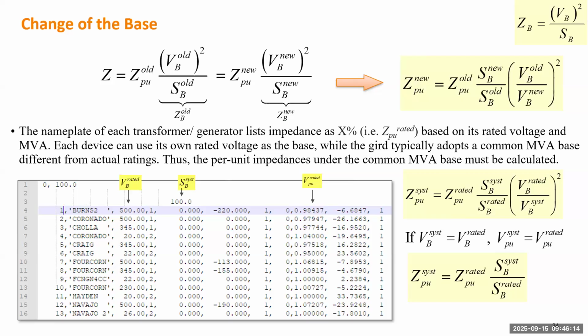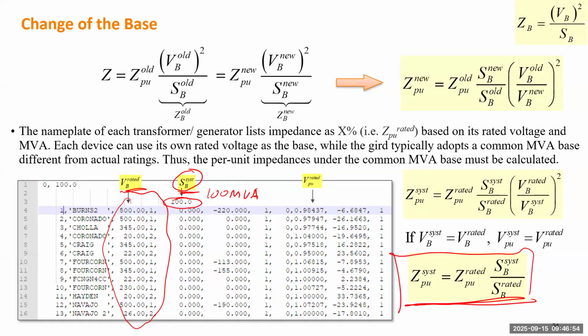It gives you the voltage base based on the rated voltage, and this number here, 100, is 100 MVA. This is the new system common base. You can put any number there. You can put 200, and the entire system will take this as the new power base. And in this case, if we don't change those values and take the rated voltage as the base, we only need to use this formula to recalculate the per unit.